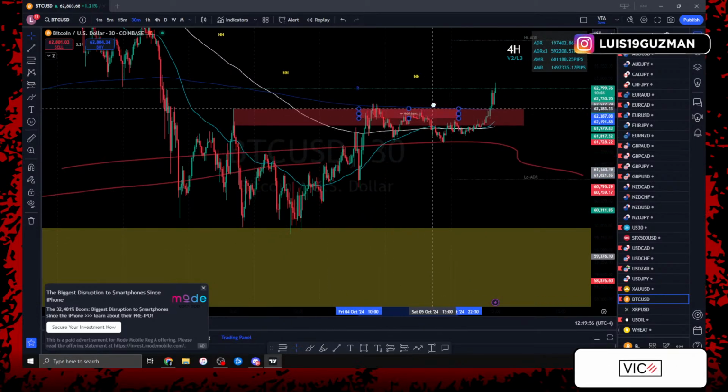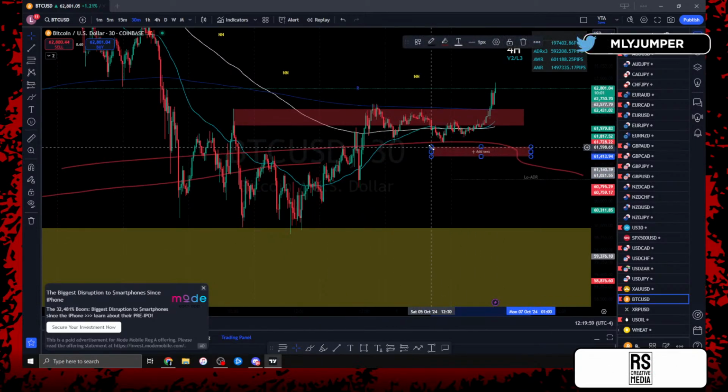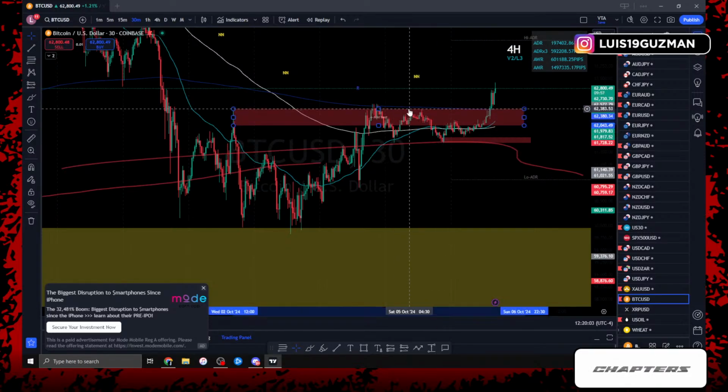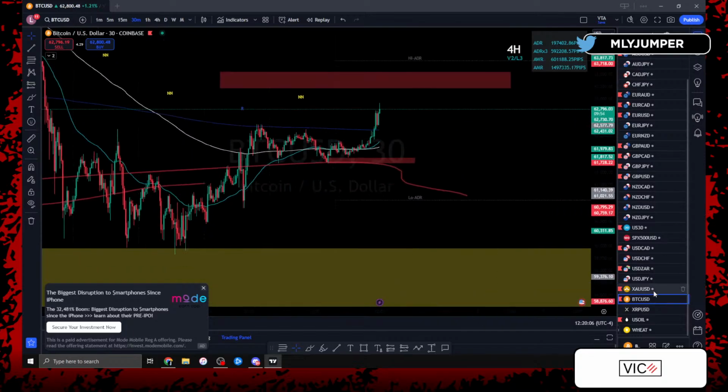So we have the change of character, break of structure is happening now. It's a pretty small zone. I'm just gonna mark it this way, and then wait for price to do what it has to do.